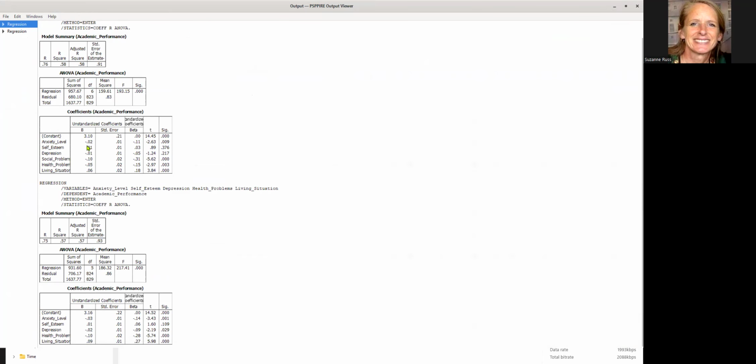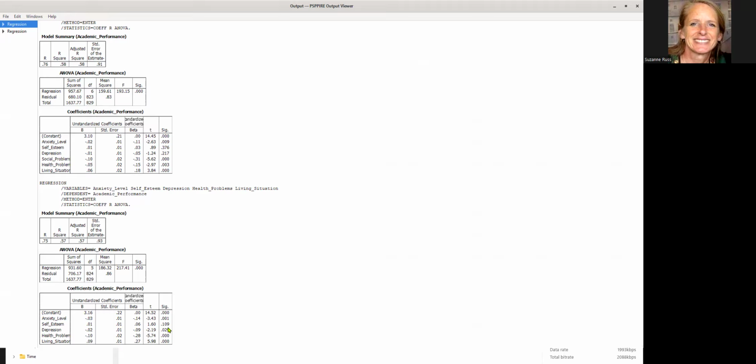Here we go. So it looks like when we remove social problems, the adjusted R squared goes down, but depression does become a significant inverse predictor. We also get closer to significance for self-esteem. But it does seem like maybe measuring it in terms of social problems is the best way to go.